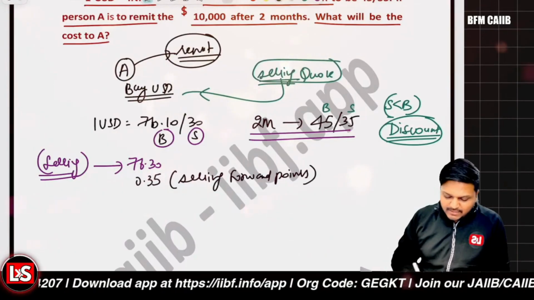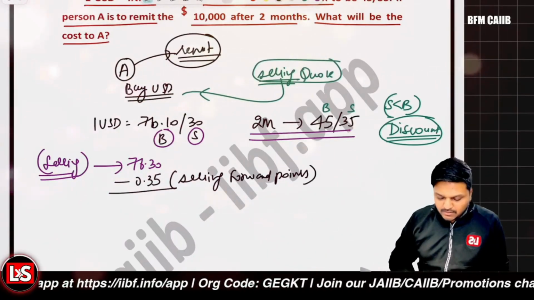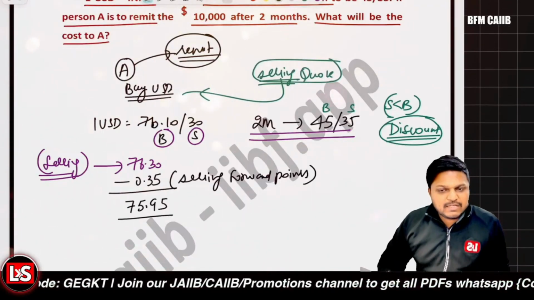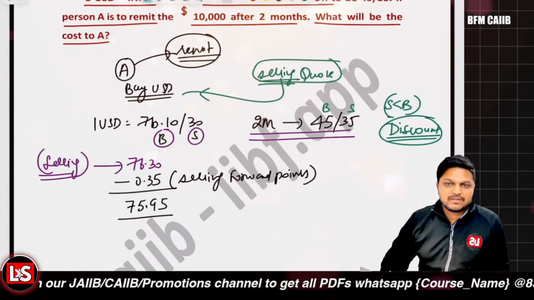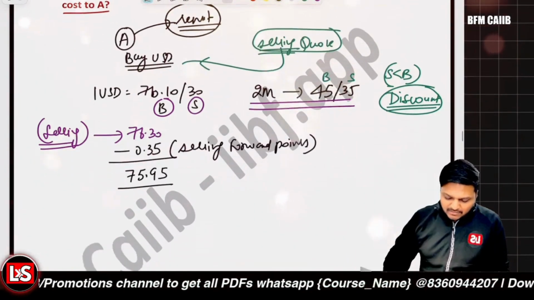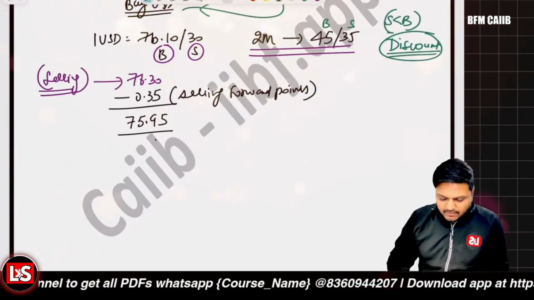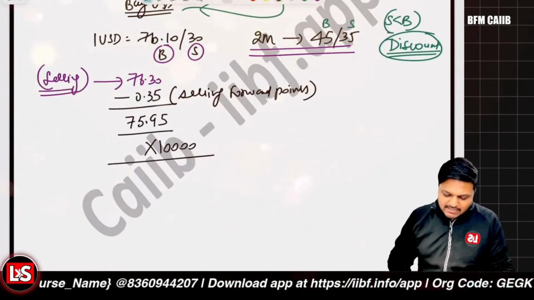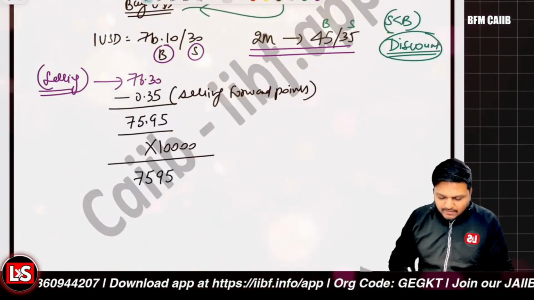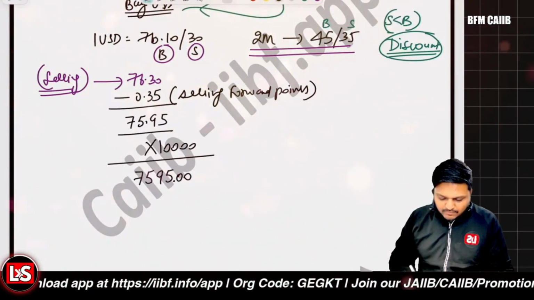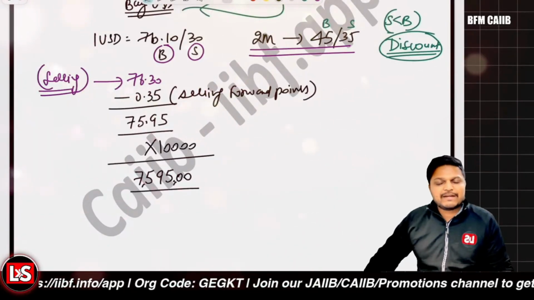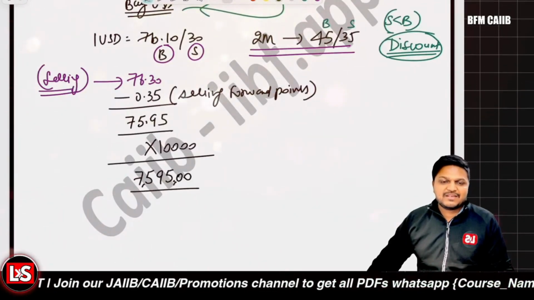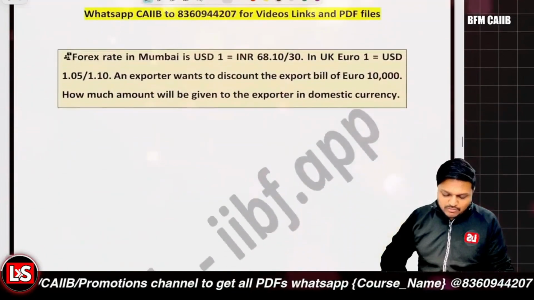And these selling forward points are to be subtracted. So it is 75.95 if I'm not wrong. So what will be the cost to person A? It is 75.95 multiplied by 10,000. So it is 759500, right? So that will be the cost to the person A. Okay. Now let's solve one more question.